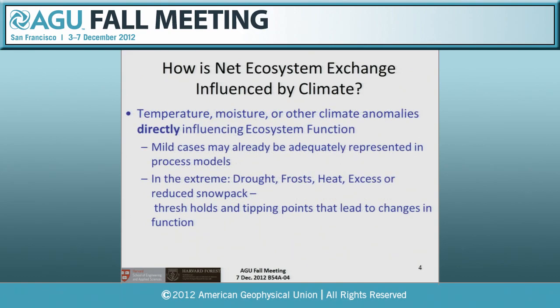There's an intermediate kind of climate effect, the mild direct forcing of the climate, which may largely be already included in the models, so I don't want to consider that in the extreme. There are certainly droughts and frosts and heat, changes in snowpack, and some of these may cause thresholds and tipping points. As I say, the mild influences here may be part of what models already get. We won't learn anything by doing that.